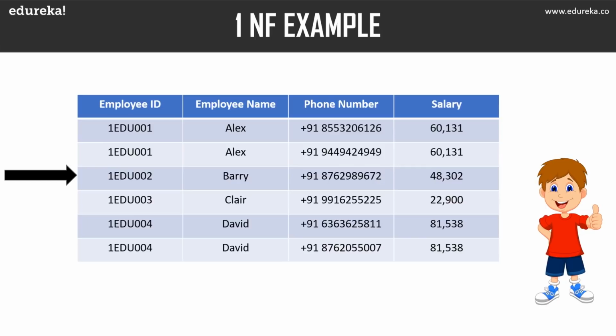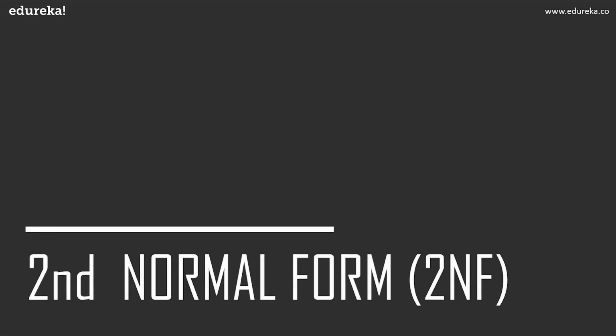First normal form is simple and can be easily identified. In the table, we can clearly see there are no multiple values in each and every column. Thus, the first normal form is achieved. Now, let's move to second normal form.